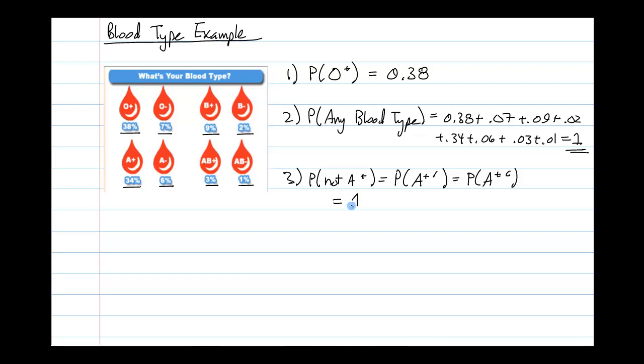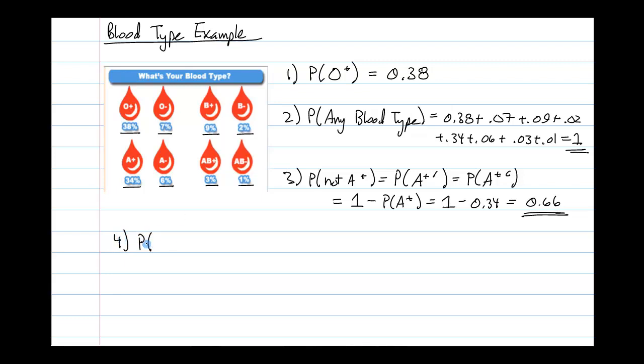The easier way is to talk about the complement and say, well, the total probability is 1, so I could just take 1 minus the probability that a person is A positive, which was 0.34, and I would get 0.66 here. Now, if I had gone through and added up all of these probabilities except for A positive, I would have gotten 0.66 as well. But you can see that the complement makes this a lot easier. Let's look at another one.